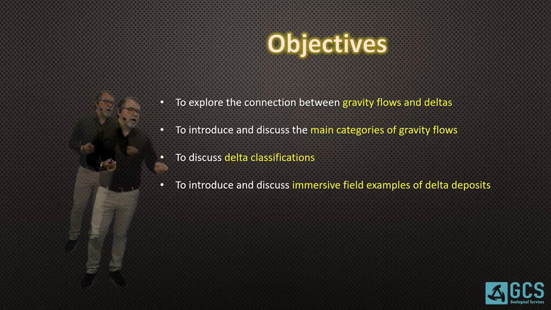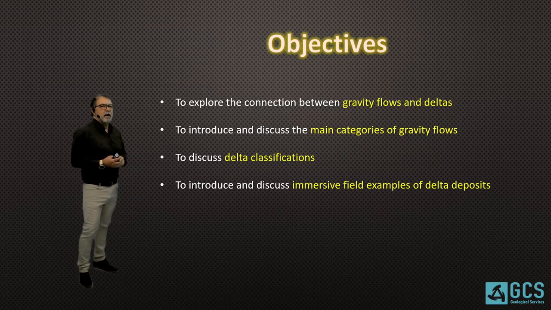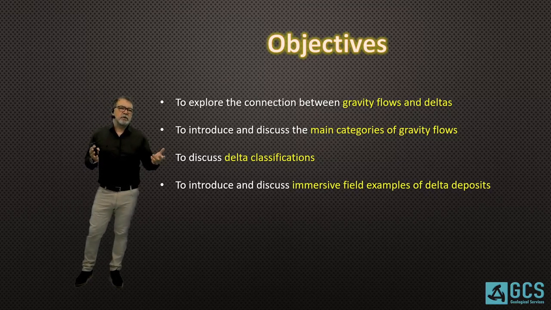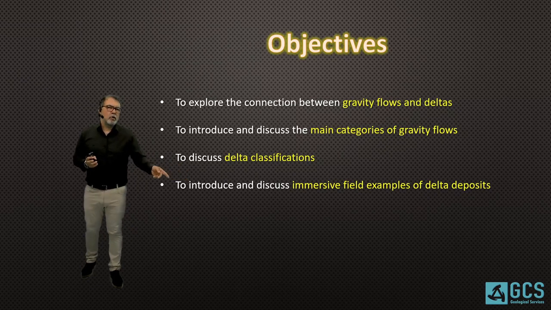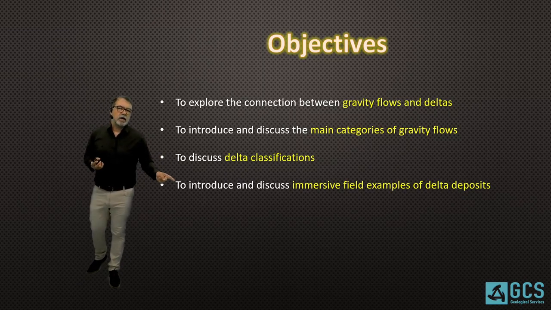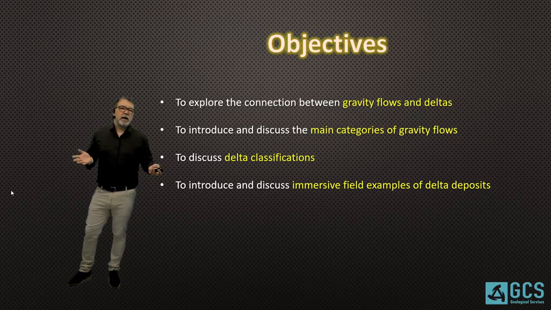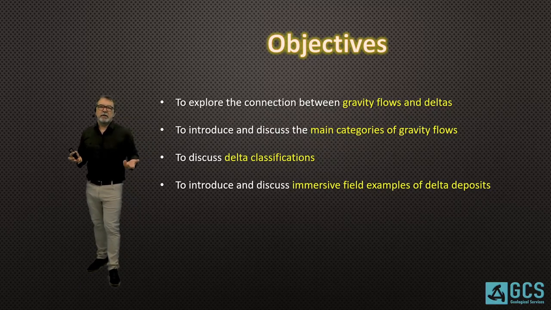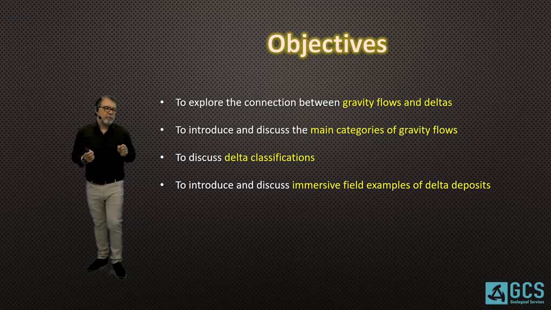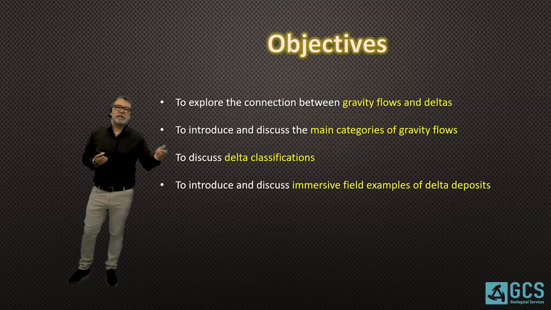And then we are going to discuss delta classifications, the kind of delta classification we have in the textbooks, and some new classification taking into consideration this relationship between gravity flows and deltas. And then we are going to go to the field together to see some field examples of different kinds of delta deposits from the Neuquén Basin in Argentina, and also Cuyo Basin in Argentina, and Yanchang Formation in China. So we can get an idea of how different delta deposits can be, and how the understanding of delta sedimentation can help us to get a better understanding of depositional systems and reservoirs.